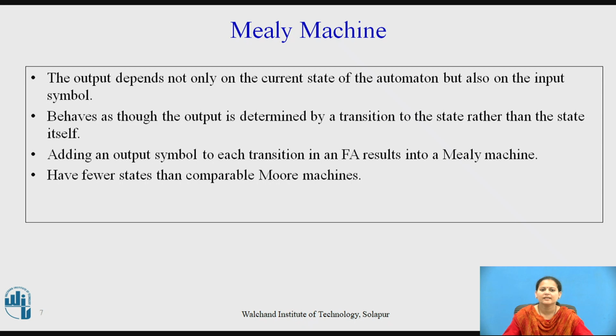Mealy machines typically have fewer states than comparable Moore machines because they can have different outputs for the same state depending on which input symbol was consumed in bringing the machine to the state.